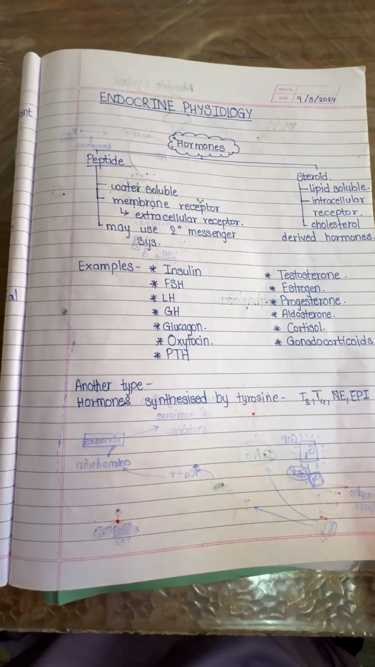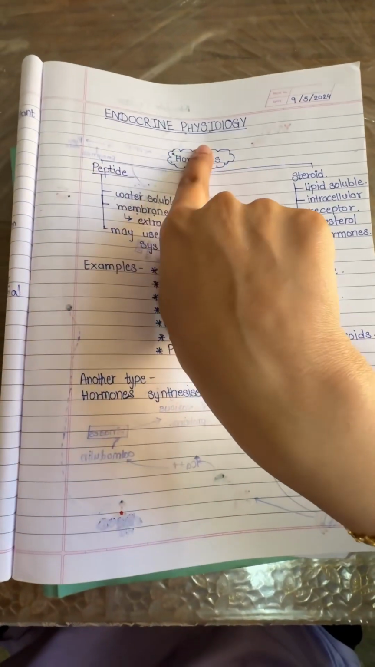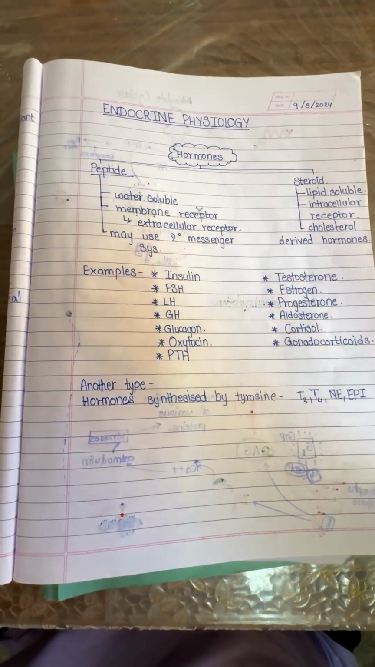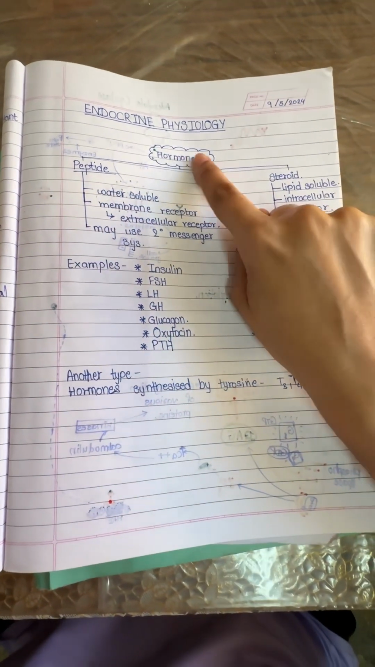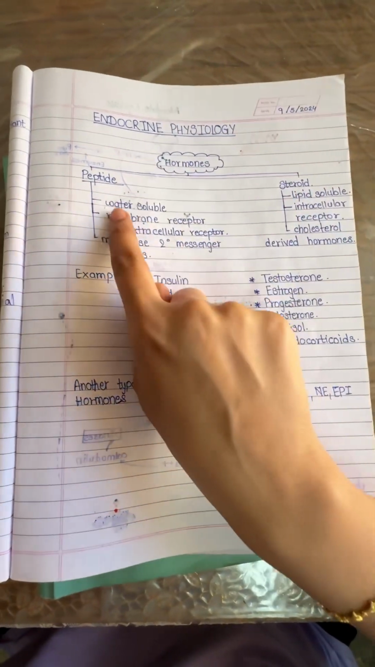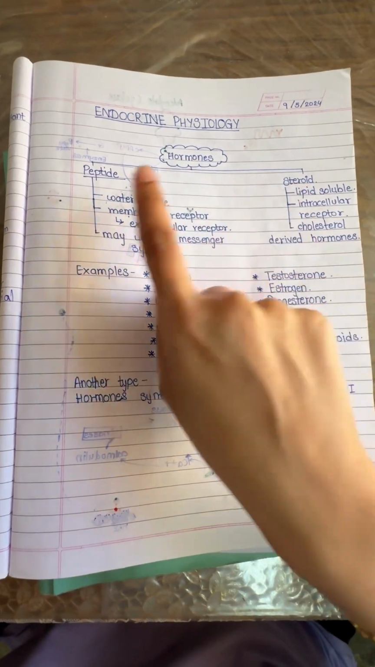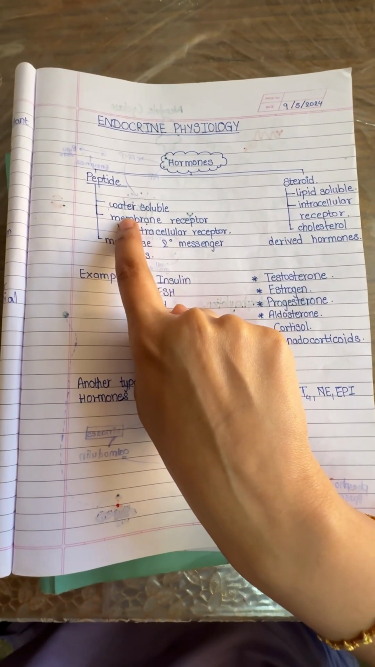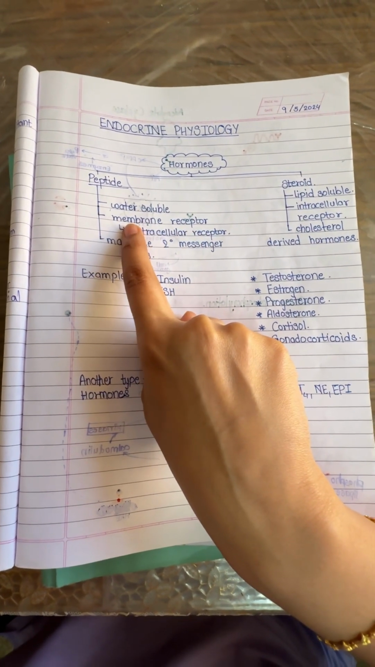Okay, so today I'm going to be discussing endocrine physiology. In endocrine physiology, we are going to be discussing hormones specifically. Hormones are of two types: you have peptide and then steroid hormones. Peptide hormones are water soluble and act on membrane receptors.